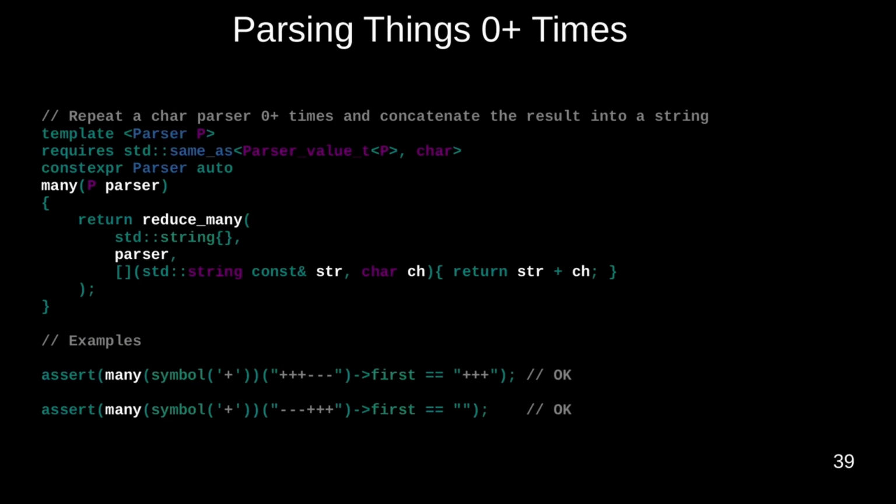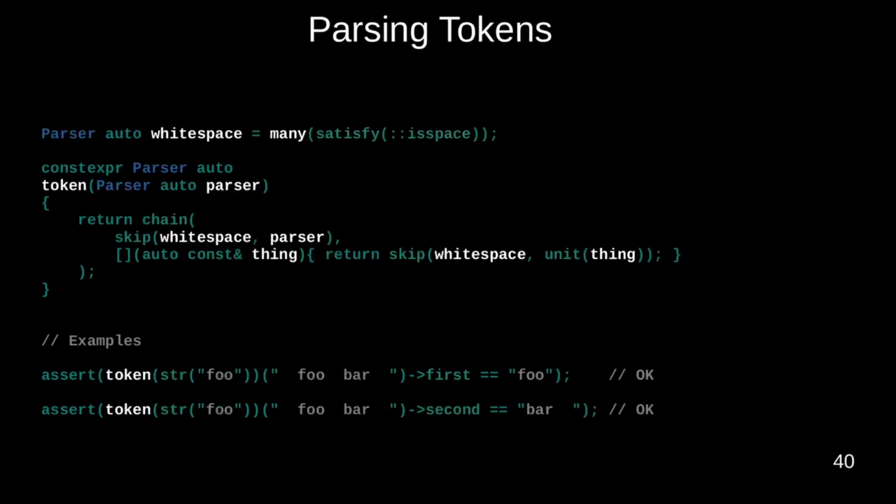Okay, so we can parse many things now. That's useful if you want to parse white space. So white space, what is that? It's many satisfy is space. Very simple. It's useful if you want to parse tokens. What's a token? It's something we parse by skipping some white space, applying our parser, and skipping some more white space after it, and then returning the parsed thing. So we can use chain here. Now we can parse, for example, foo bar. It will strip the white space before and after, and we just get the foo.